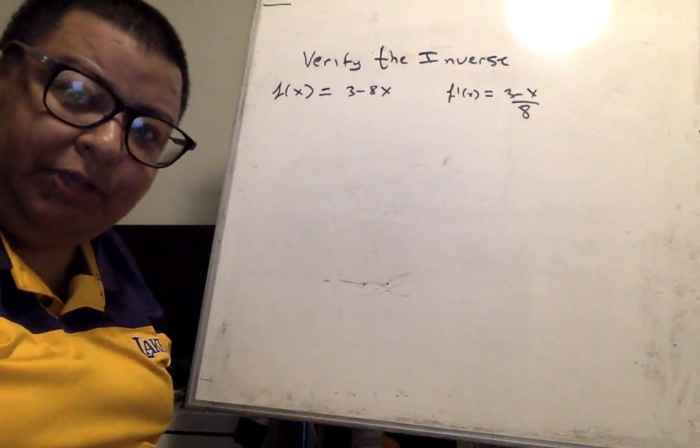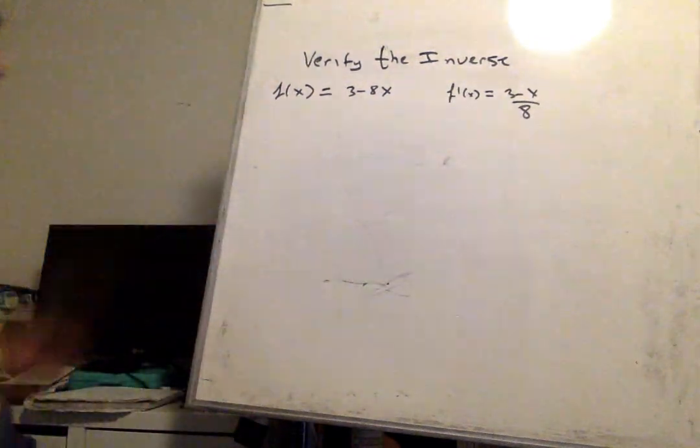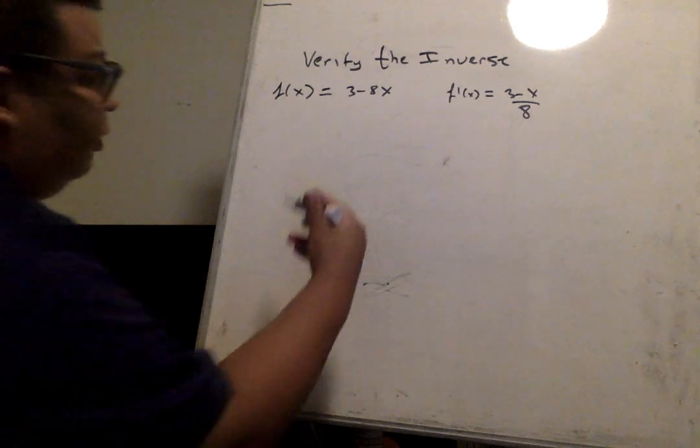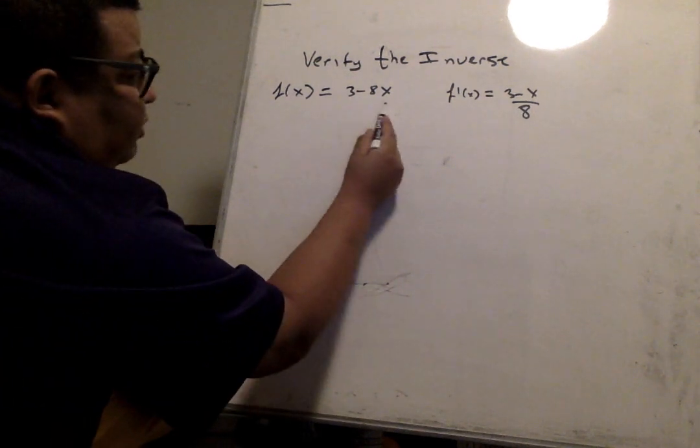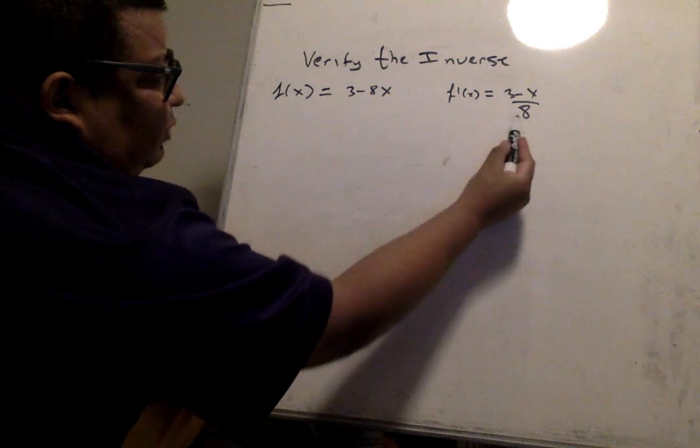Welcome students. In this video we're going to verify the inverse of the following function. So we have f of x equals 3 minus 8x and the inverse is (3 minus x) over 8.